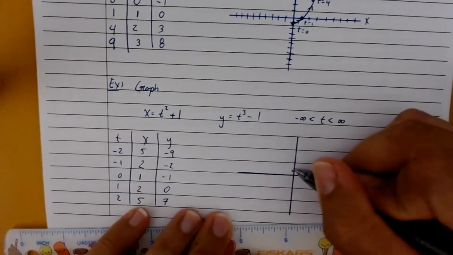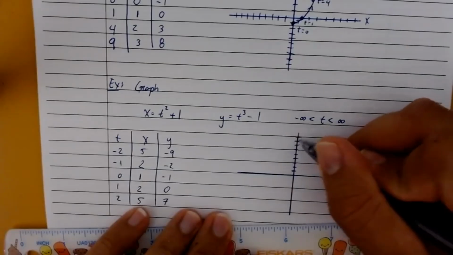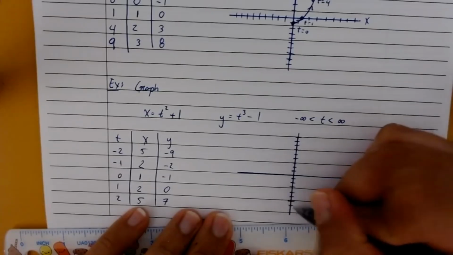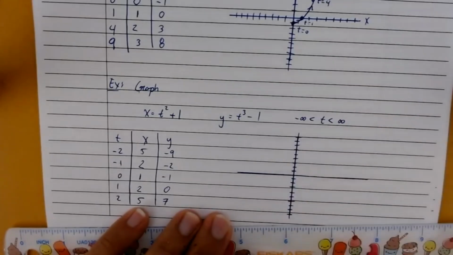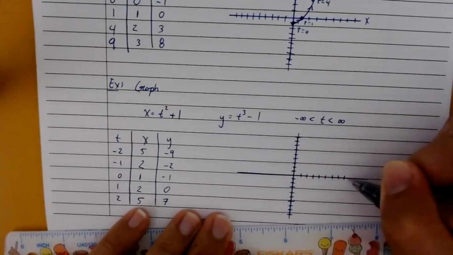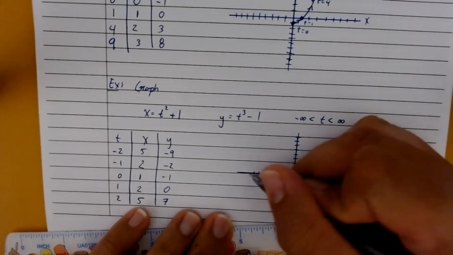All right, let's see. 1, 2, 3, 4, 5, 6, 7, 8, 9 in each direction.